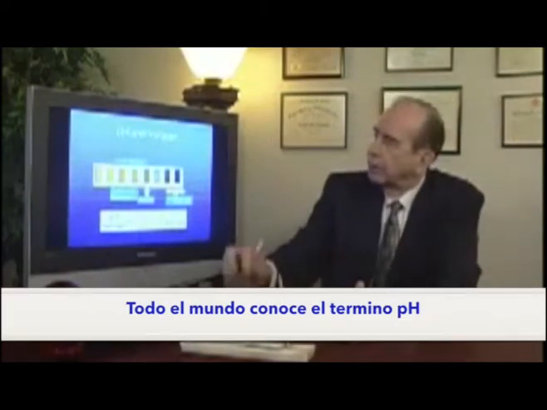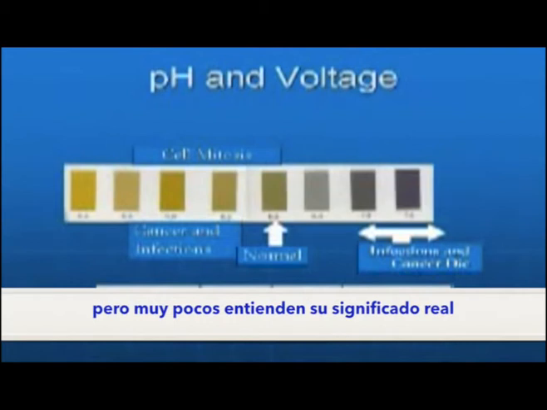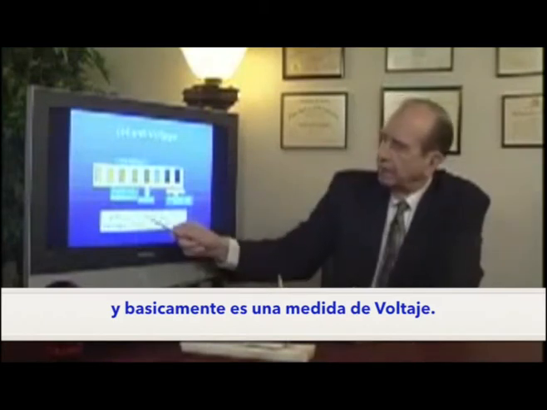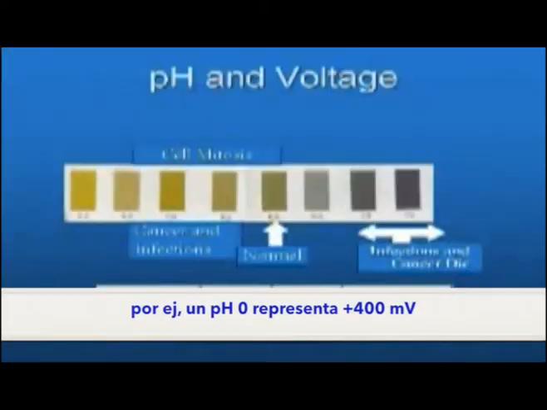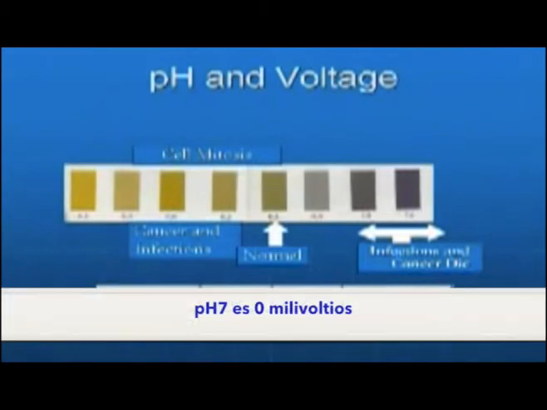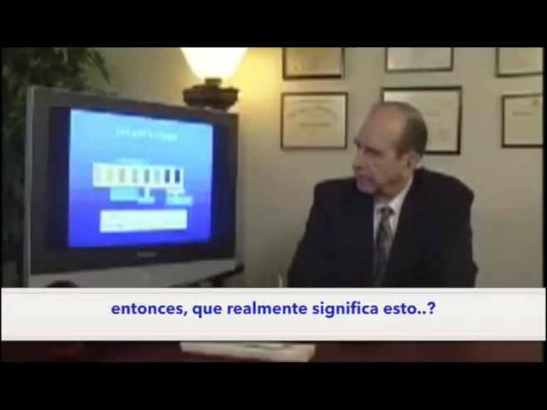Everyone knows the term pH, but few of us really understand what it really means. pH stands for potential hydrogen, and basically it's a measure of voltage. For example, a pH of 0 is considered a plus 400 millivolts, a pH of 7 is 0 millivolts, and a pH of 14 is a minus 400 millivolts. So what does that really mean?